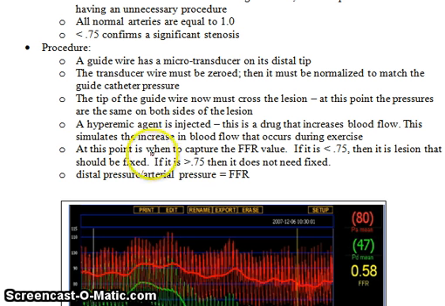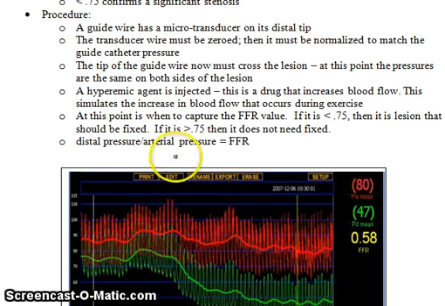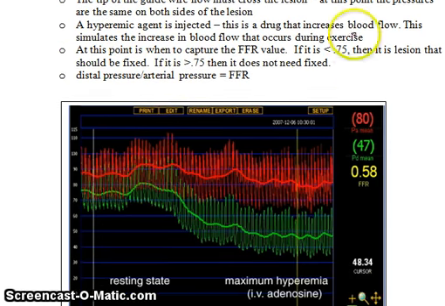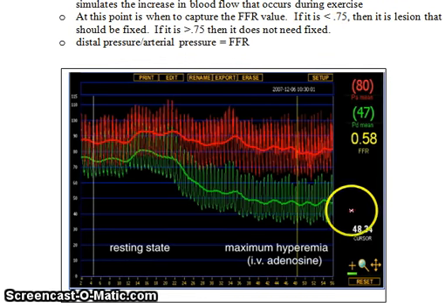Okay, so the wire is across the lesion. We have given the adenosine or the hyperemic agent. So now is when we need to capture the FFR. Again, if it's less than 0.75, then we need to fix it. If it's above 0.75, then it does not need fixing. So here is an example, and here's the actual calculation: distal pressure divided by arterial pressure equals the FFR.